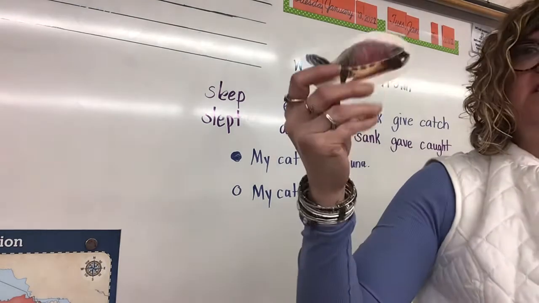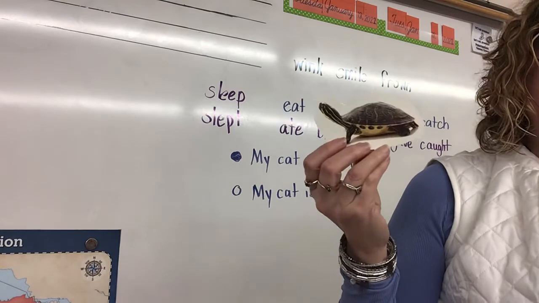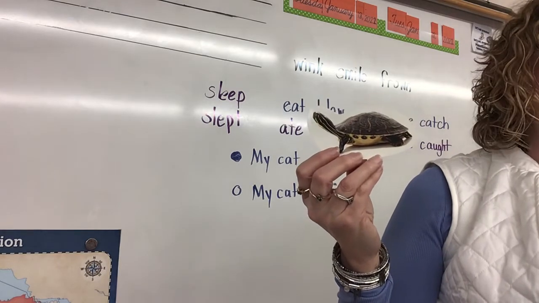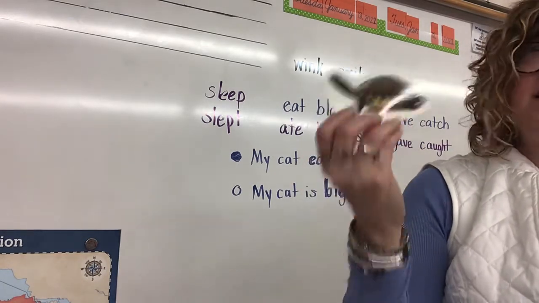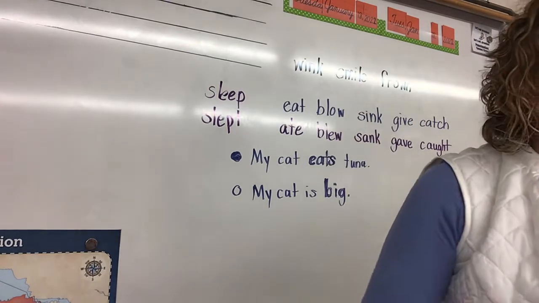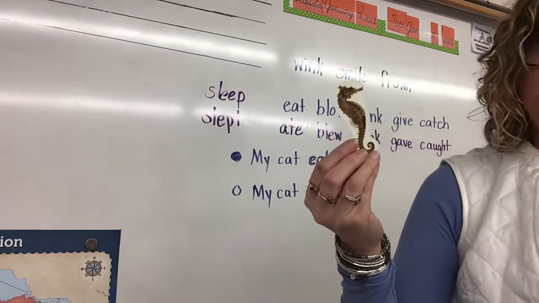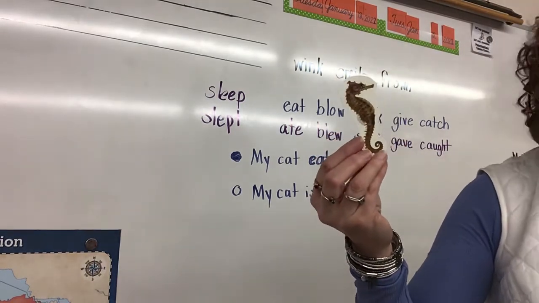All right, where would you put this one? Reptile. And this is a type of turtle. But again, you would need to know what kind of turtle it is and put that. Because there's too many different kinds of turtles. What about this one? Fish. This one is a fish, okay, and it is a seahorse.